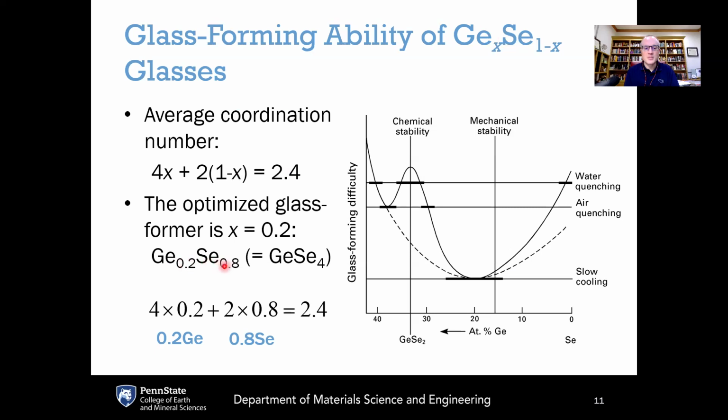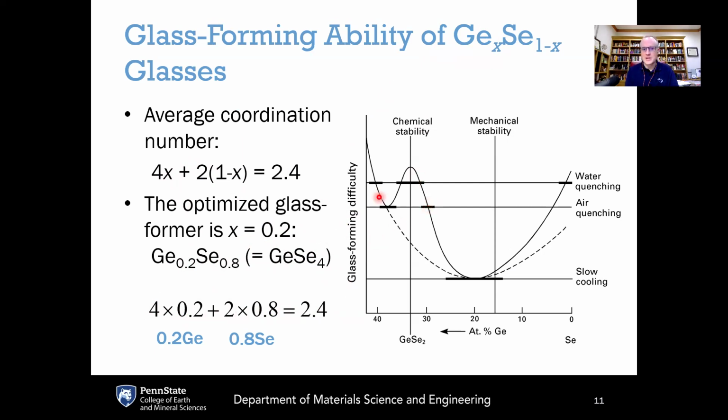Or if you were to multiply both of these subscripts by 5, another way that you could write this is as GeSe4. So according to this prediction, the optimized glass former of this binary germanium selenium system occurs at x equals 0.2, or at GeSe4. If you take this x and plug it back into the equation, you can readily see how this comes out: 4 times 0.2 plus 2 times 0.8, which equals 2.4.